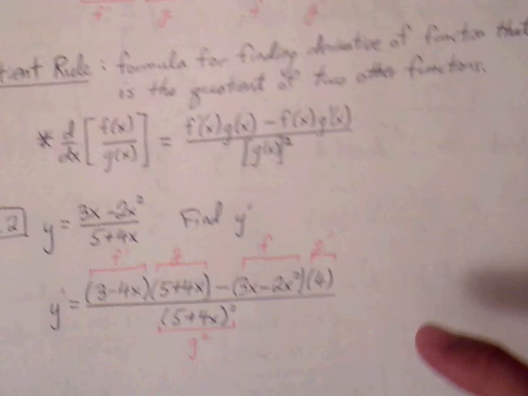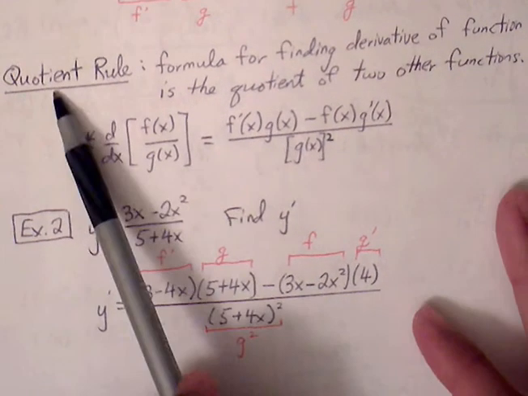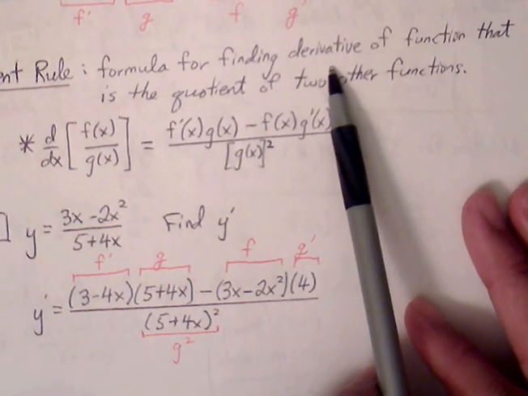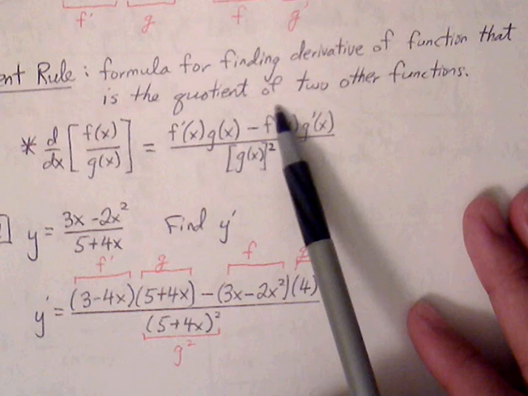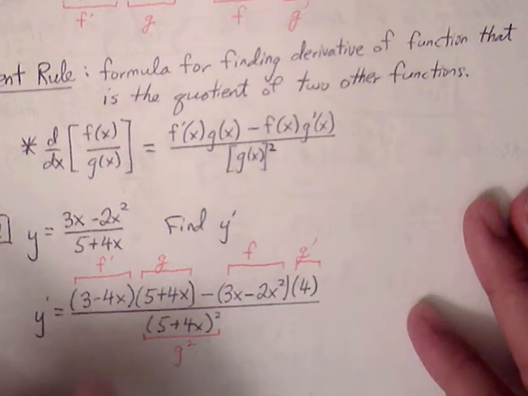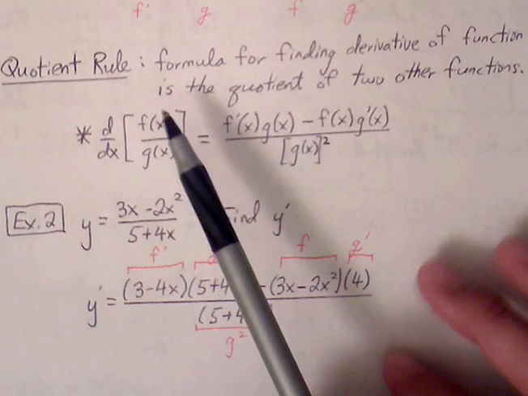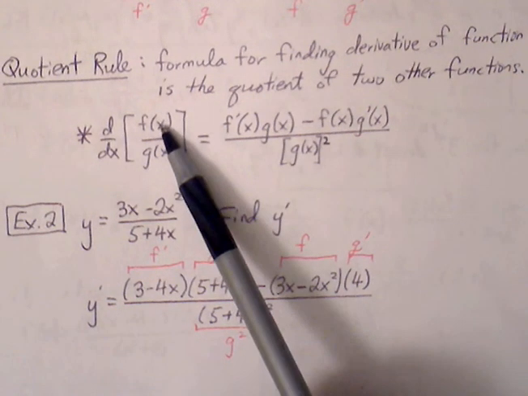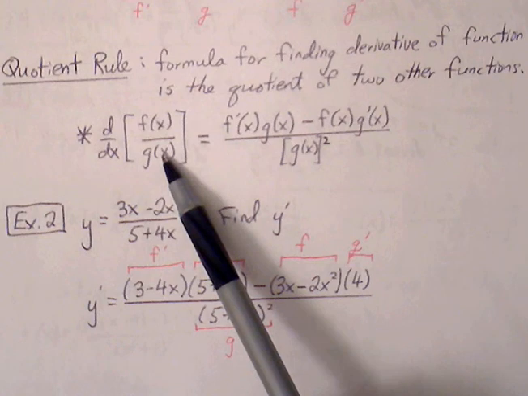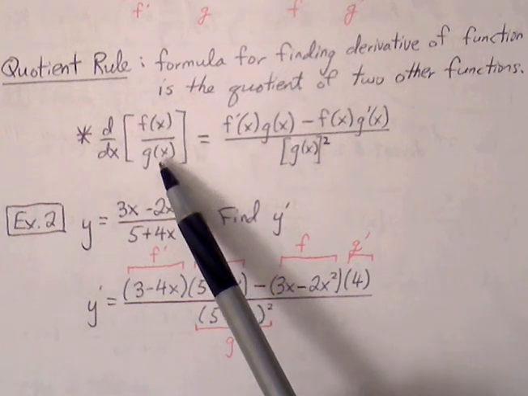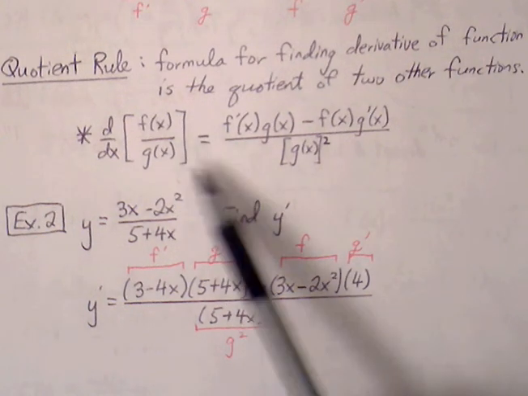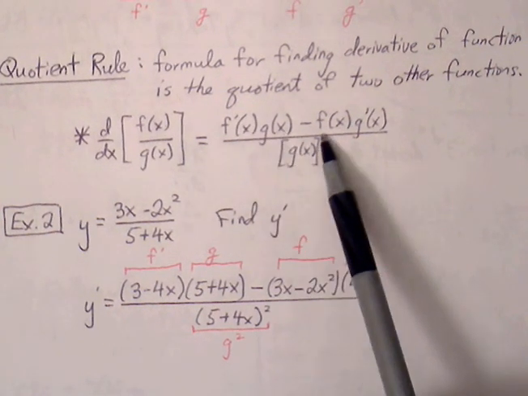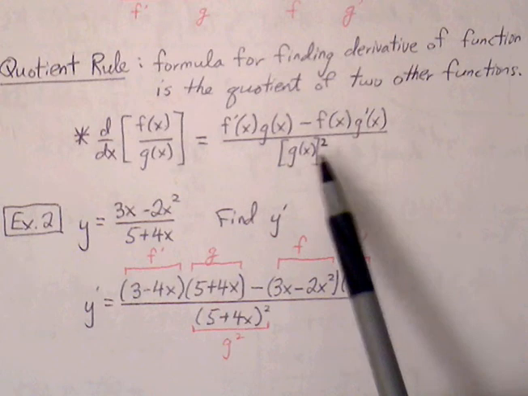Okay, the second formula is the quotient rule. So if we want to find the derivative of a function that is the result of the quotient of two other functions, then we can use the quotient rule. So let's say we have f of x and g of x, f of x representing the function in the numerator and g of x representing the function in the denominator. So the rule that is applied is f prime g minus fg prime, all over g squared.